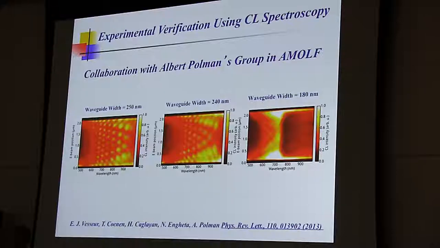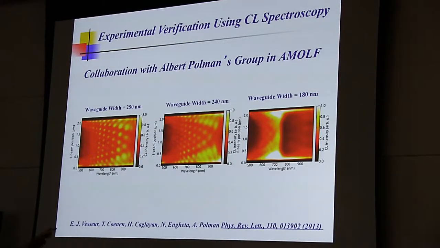cutoff. And now you see the cutoff actually happens all independent of the location of the electron beam. This was a proof that this waveguide actually behaves as epsilon near zero structure. Enhanced radiation, we got out of that dipole.